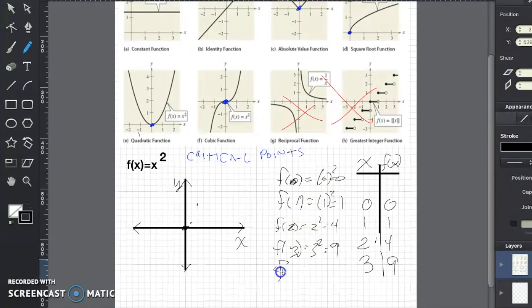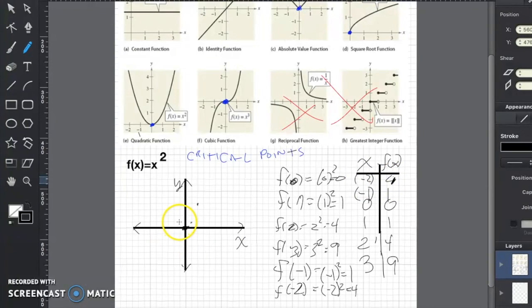So let's try some other points. Let's try -1. Okay, so I have a -1 squared, excuse me. That's going to give me a positive 1, right? -1 times -1 is a positive 1. So a -1 here is going to result in a positive 1 on that side. And last thing, -2 is going to be -2 squared, which is going to give me a 4. So I have a -2 and a 4 on that side.